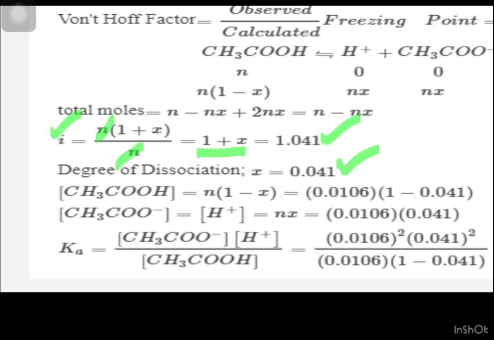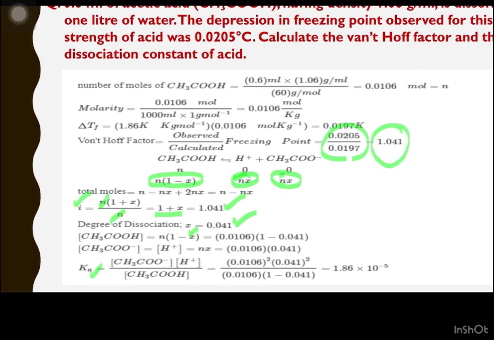Now once I know the value of x, I can calculate how much is the value of acetic acid by putting x here. How much is the H plus value and how much is the concentration of acetate ions, just by putting n value and x values here. I have all the values. Now I can make use of the formula for the dissociation constant. If I have to calculate, that will be simply concentration of products divided by concentration of reactant. So put the values here and you will get your answer simply like this. So this is an easy way of calculation.